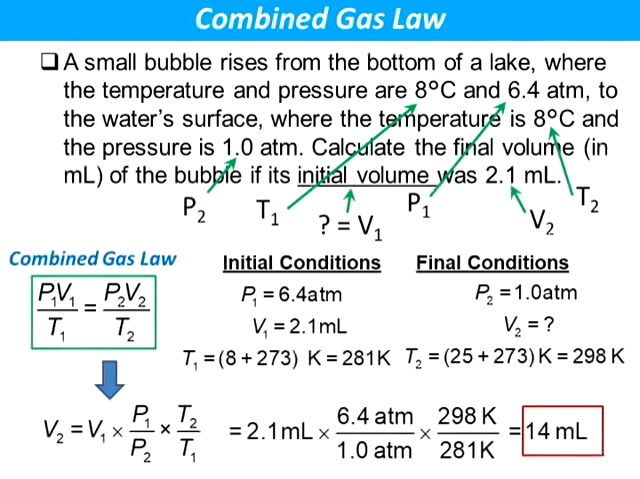Note that we must change temperature from degrees C to K. We rearrange the combined gas law equation to solve for V2. We put in all the values and we obtain 14 mils for this problem. Again, we know that this is a combined gas law by simply marking up the variables in our problem.